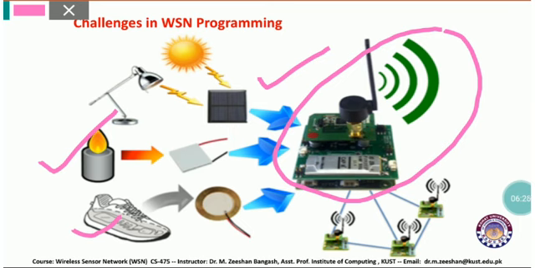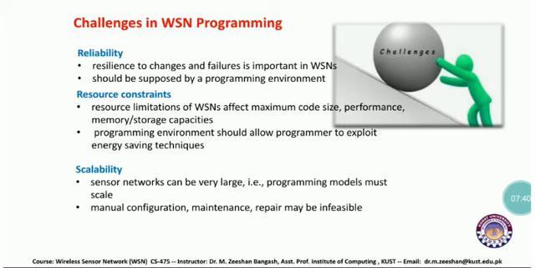We talked about scalability, that sensor networks can be very large, and the programming model must scale. We talked about manual configuration not being possible, and the need for unattended network management, since repair is infeasible. And we talked about data centric networks, that in this type of network, the concentration on the devices is not important, but the main focus is on the data.